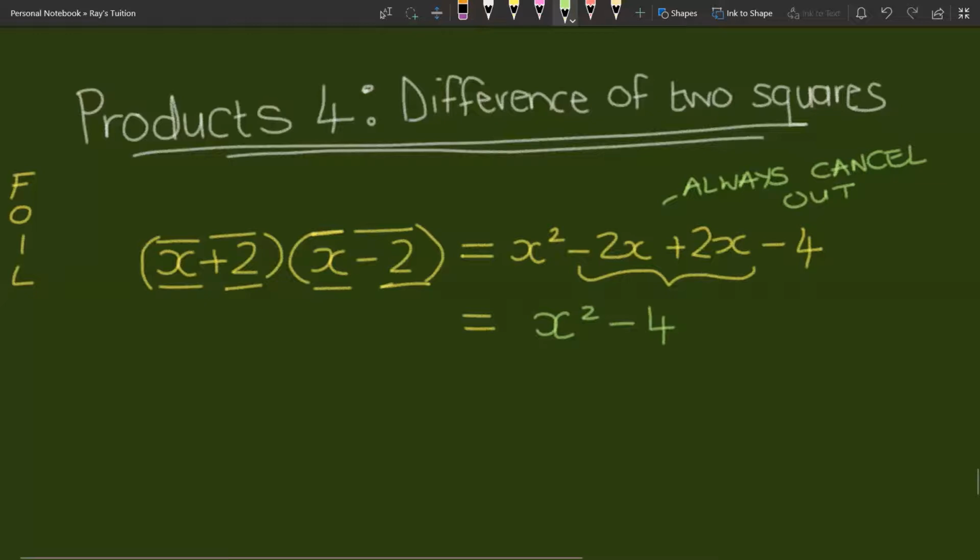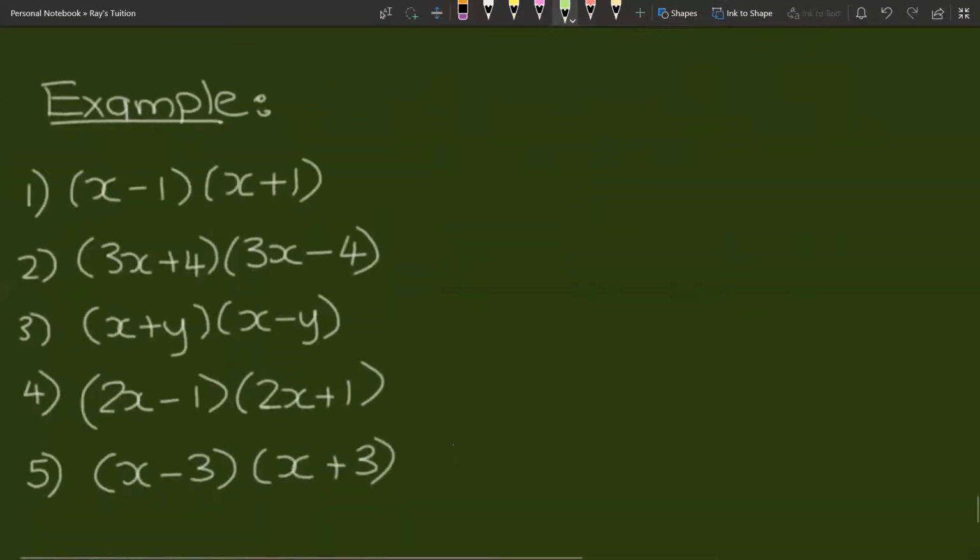If you understand the concept well enough, then you can go on to the final step where you just write x squared minus 4. Let us do some examples. Now over here, you can pause the video and try it by yourself and we'll mark it together. We're going to use the long way for this so that you get the hang of the FOIL method and of the difference of two squares pattern.